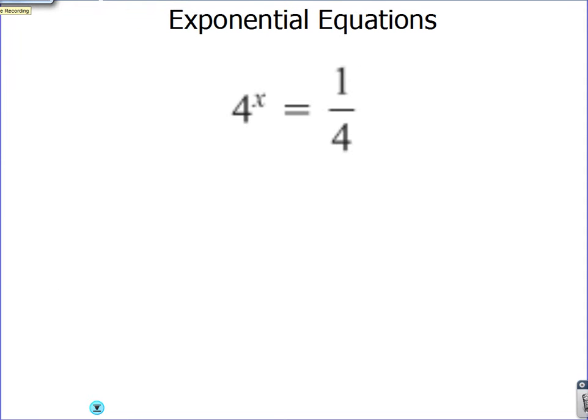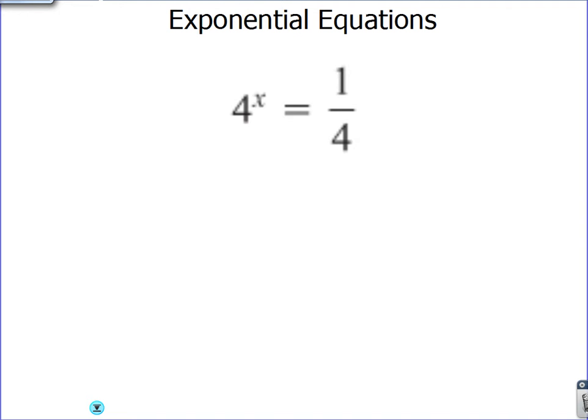Picking up where we left off. Exponential equations. The first few exponential equations we're going to solve, we're just going to go back and use common sense methods, kind of like a plug and chug, a trial and error type method, just to solve these.